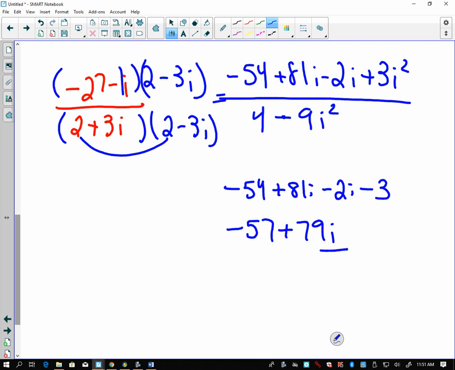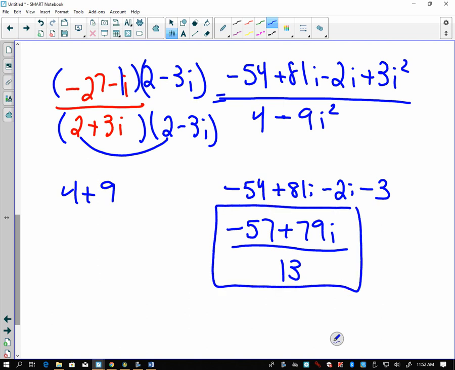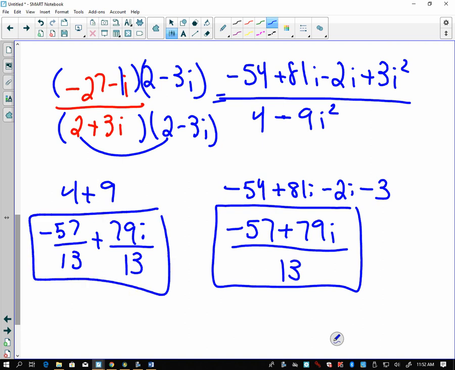All right, well, that is going to be the same as 4 plus 9, okay, because that i squared is a negative 1. 4 plus 9 is 13. You could leave it like that, or you could write negative 57 over 13 plus 79i over 13. Either one, I believe, is correct. If I look at it, negative 57 over 13 plus 79 over 13i.